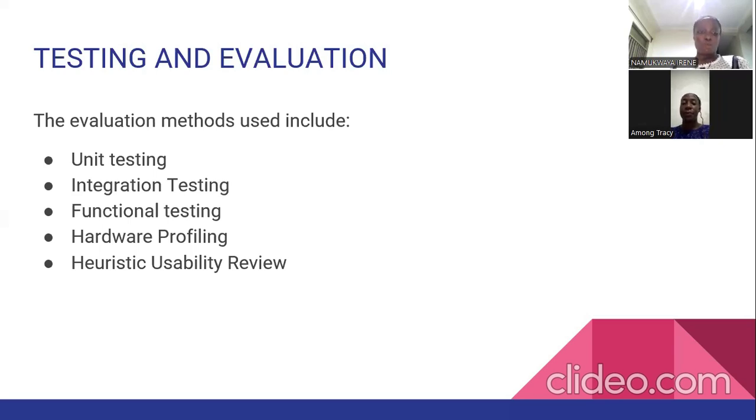Then we moved on to functional testing, where we see if what we actually implemented is what the app does. From there, we did hardware profiling, where we check if our hardware can work properly, for example, the phone with regard to size. And we also had our heuristic usability review, which is based on experts checking and the results they show.